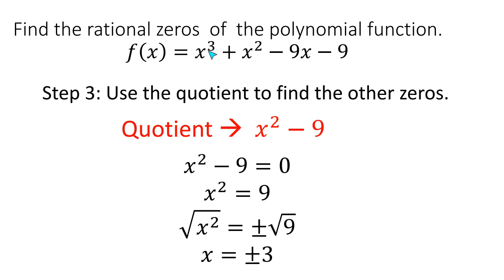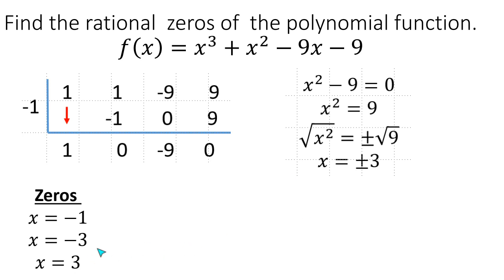My degree is 3, so I should have 3 zeros. And my 3 zeros are -3 and 3. And of course, the -1 that we got from the synthetic division.